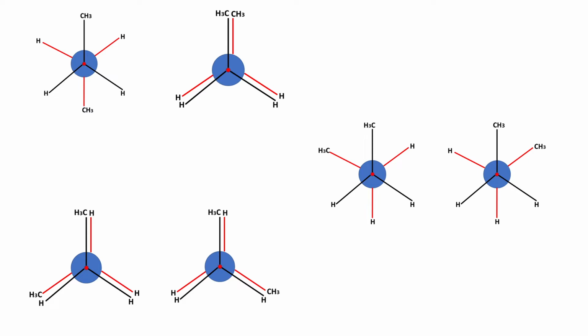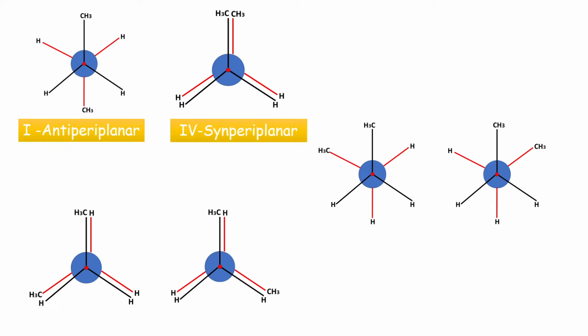In the case of fully staggered and fully eclipsed forms, since the adjacent C-CH3 bonds are in the same plane, we will use the ending periplanar. In fully staggered, two methyl groups are far apart from each other, so we'll call it anti-periplanar. And in fully eclipsed form, since two CH3 groups are close to each other, we'll call it syn-periplanar.